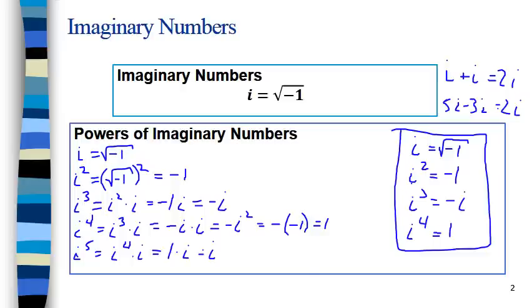So if, for example, I did I to the 10th, I can think of I to the 10th as I to the 4th times I to the 4th times I squared. By exponent rules, if you're multiplying them together, you add the exponents, so you can also rewrite it as split-open exponents. And so I to the 4th is just 1, I to the 4th is just 1, and I squared is just -1. So 1 times 1 times -1 is just -1. So I to the 10th is -1.